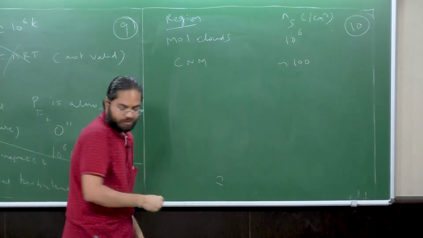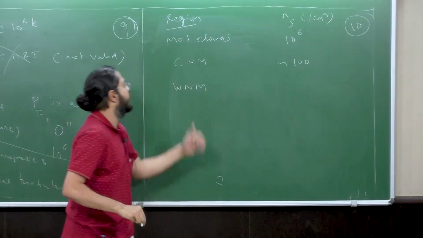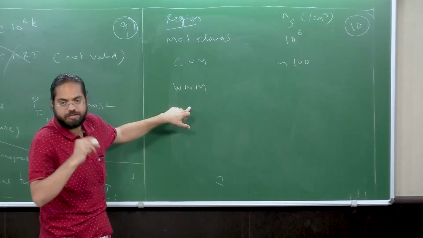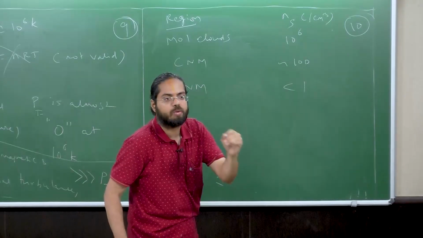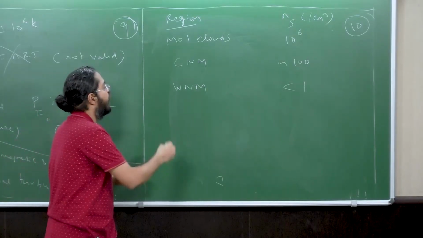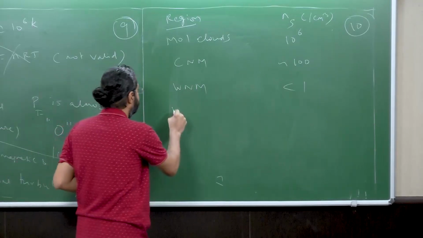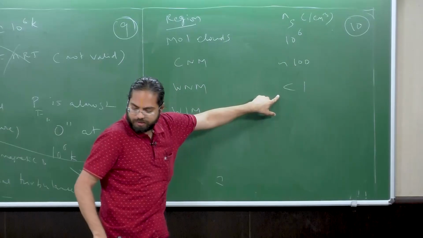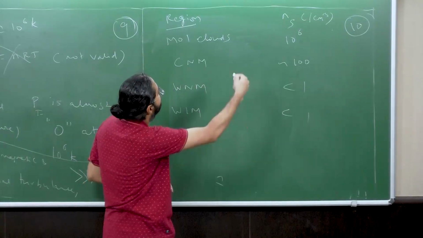And what is the next region? The next region is the warm neutral medium. Again, I'm using abbreviations from the last class. How would the number density vary? Well, it would be less than 1. We're not even talking about a whole number here. And what is the next region? It's the warm ionized medium. What would be the number density expected? Also less than 1.